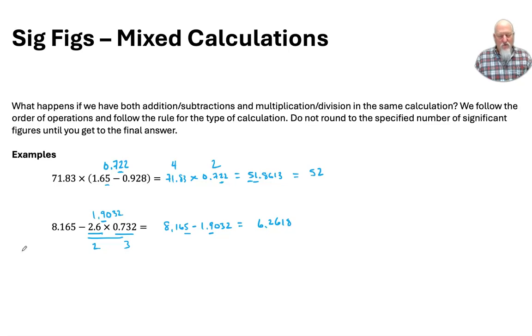Okay. Following our rules for addition and subtraction, for the 8.165, my last significant figure is 3 numbers after the decimal. For my 1.9032, we already said that I should stop at 1 number after the decimal. That means my answer should stop 1 number after the decimal. So looking at 6.2, I should stop there. The next number is a 6, so I'm going to round the 2 to a 3. So my answer should be 6.3.